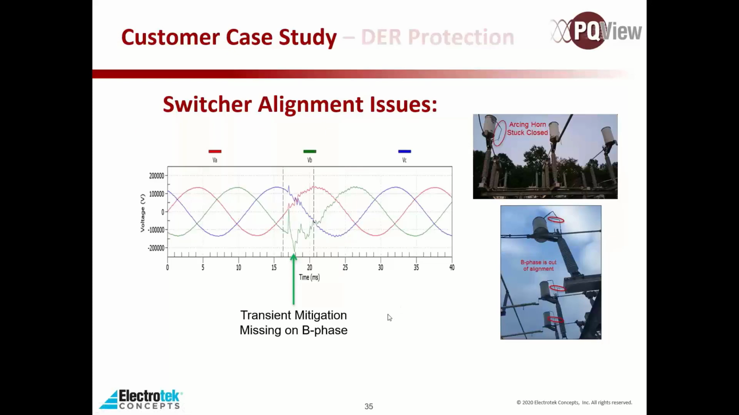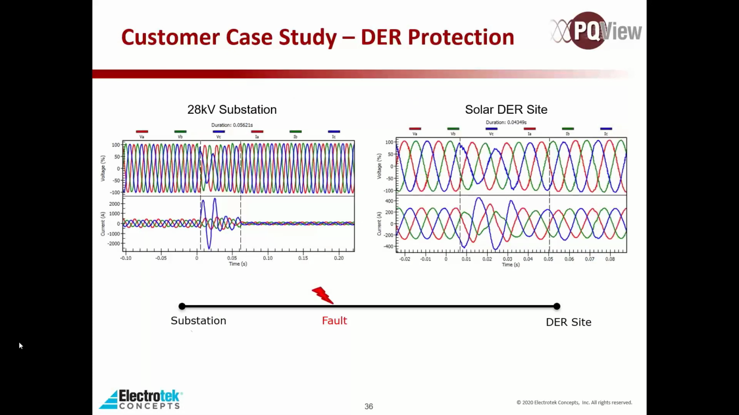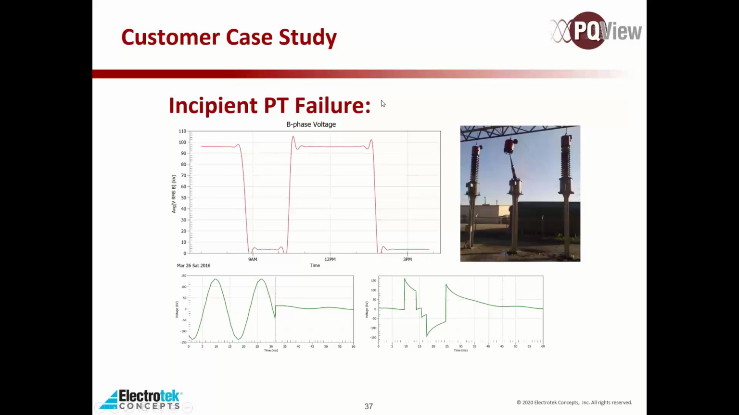This is showing a customer where they have a distributed energy resource, solar, and showing the impact of a fault as seen at the substation and at the DER site, which is, I think, pretty slick. You can see that the DER is still feeding into the fault, but a lot less current than the substation is, which is to be expected, especially with solar. Solar doesn't have a lot of short circuit current. But you can use that for making sure that your protection is set up and correlated properly.